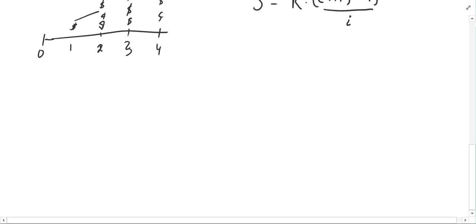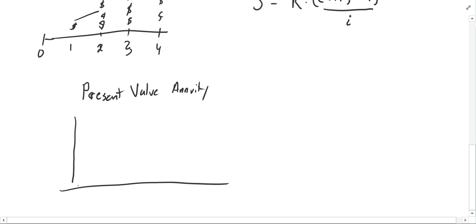All right, the next type of annuity is a present value annuity. In a present value annuity, we start with a really large chunk of money. We start with a large amount of money in our account, lots and lots of money over here typically, and then that account earns a little bit of interest, and then we take out a payment. We're going to drop down our account balance because we're going to take out a chunk of money.